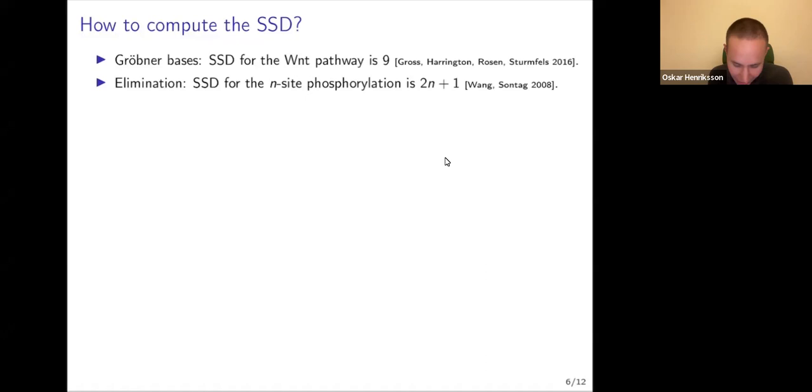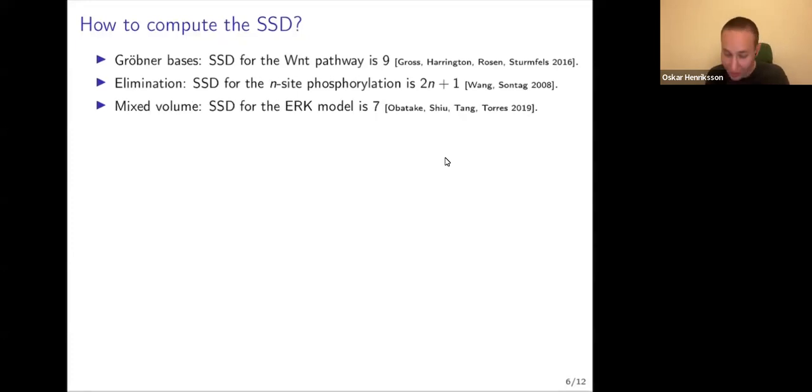For the n-site phosphorylation, just like Elizabeth told us, Wang and Sontag were able to deduce a certain univariate polynomial of degree 2n plus 1, and from that we can deduce that the steady state degree must be 2n plus 1. We can use the mixed volume. Sometimes it is a sharp bound for the steady state degree, as Elizabeth explained.